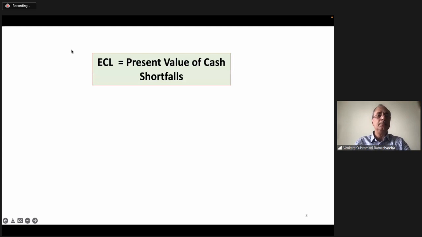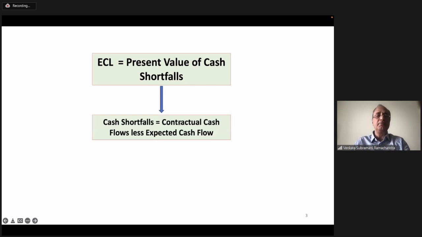Now let us see. I just want to give you a bird's eye view about ECL. This ECL, in short, can be defined as the present value of cash shortfalls. In fact, this is the way it is defined in the standard itself. Present value of cash shortfalls. Now, let us get into the definition a little bit further.